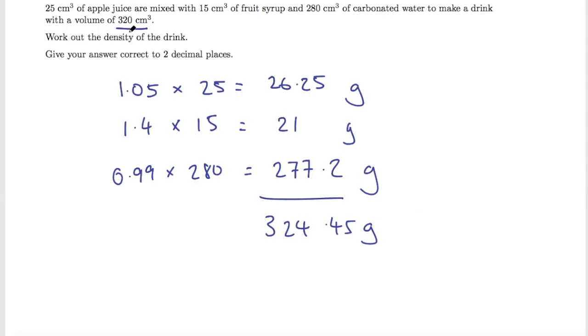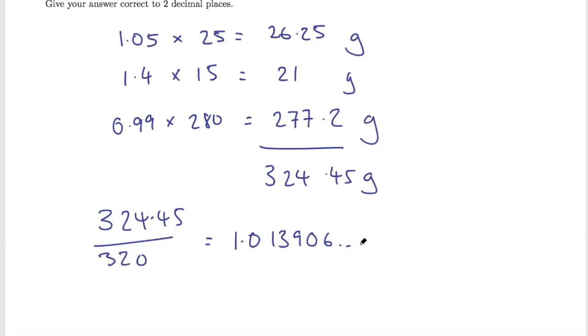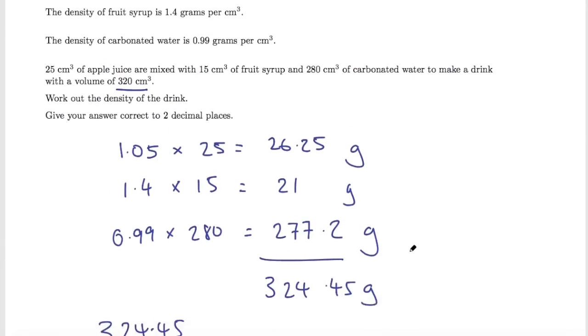And we know the volume is 320, so we can say the weight divided by the volume, or grams per centimeter cubed, gives us, if you put that into a calculator, 1.013906, and it keeps going. It says to 2 decimal places, so this is going to be 1.01 grams per centimeter cubed. Pretty straightforward question, I think.